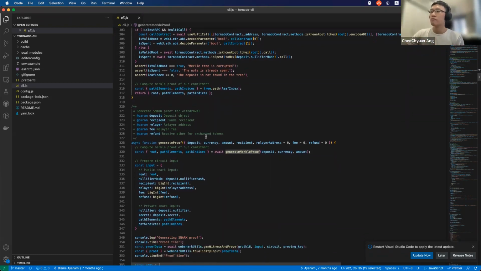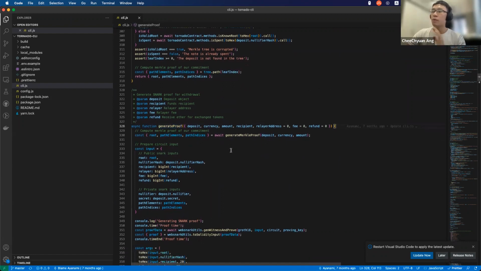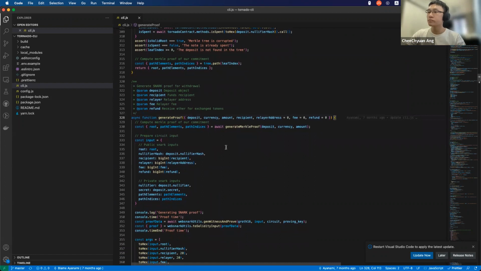So to withdraw, we will call this generate proof function. Now, remember that all these are done locally. The first thing it does is that we will pass in the currency, the amount, whatever information that we need, and we'll need to generate the Merkle proof. Recall the Merkle proof is the Merkle path, which is the siblings that we need to reconstruct the root. Then we will compare the root against the root that is stored in history. So the first thing we do is generate the Merkle path.